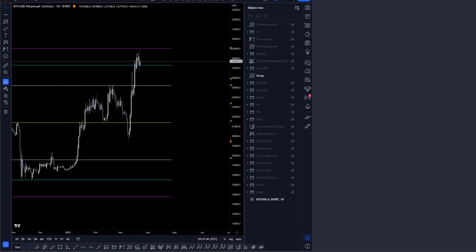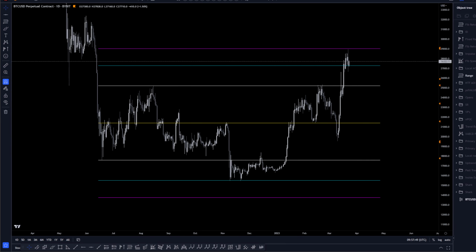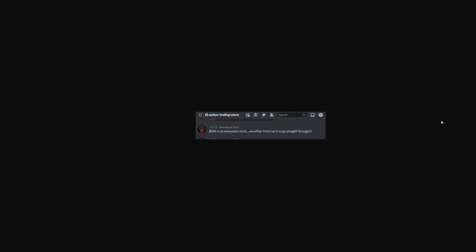So this is why I was explaining to the teams that I was looking for those highs to be run. Now, the other thing that was kind of aiding my bias in this trade setup was the fact that all over Twitter, and even some of the crypto YouTubers, all were talking about 30k. So as you can see here, they're posting again in the plan updates, 30k is on everyone's mind.